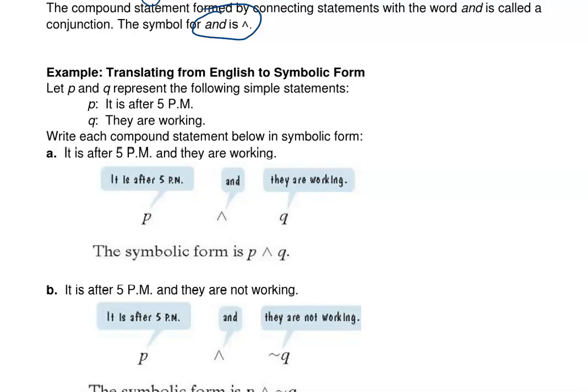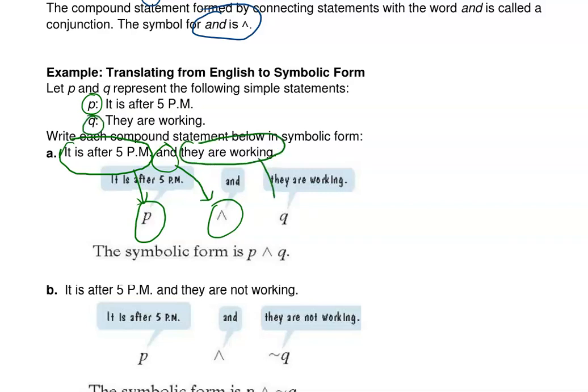The first example is a compound statement, so we're going to read it all together. It is after 5 p.m. and they are working. That is the compound statement, but we can break it down into its simple components. The first simple statement here is, it is after 5 p.m. That is statement P, so we can represent that statement with the letter P. And is represented by this caret symbol here. They are working is literally statement Q, so we can represent that with the letter Q. And so we end up getting this symbolic representation of that statement. The way you would read this symbolically is P and Q. So that symbol is just translated to the word and.